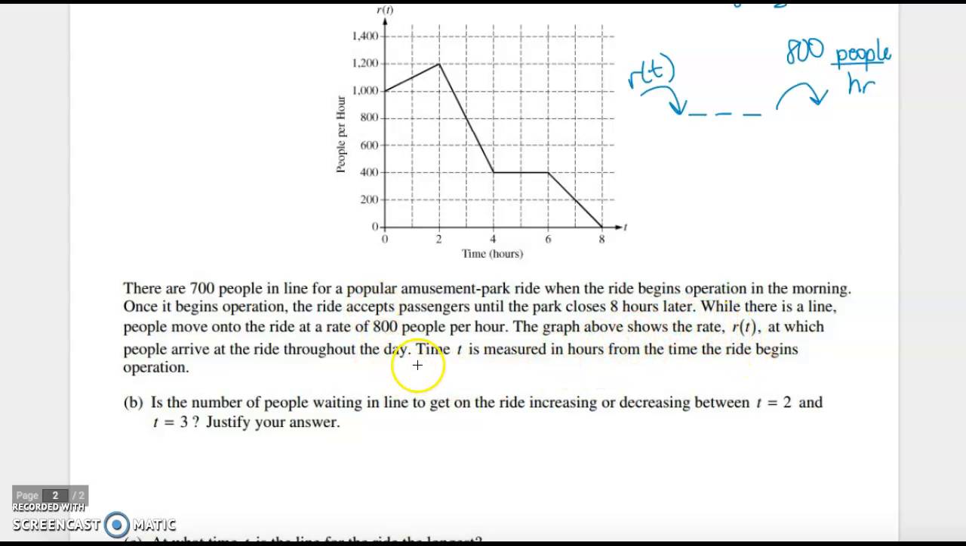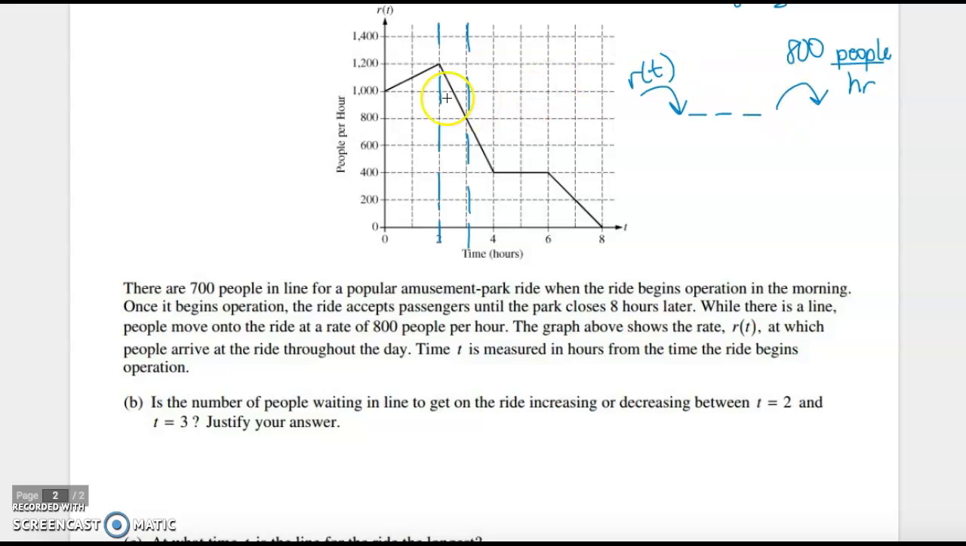Okay, so they want to know, is the number of people waiting in line for the ride increasing or decreasing between t equals 2 and t equals 3? So basically they're asking from this section to this section, is this line getting longer? Like, are more people arriving or are more people getting on the ride?